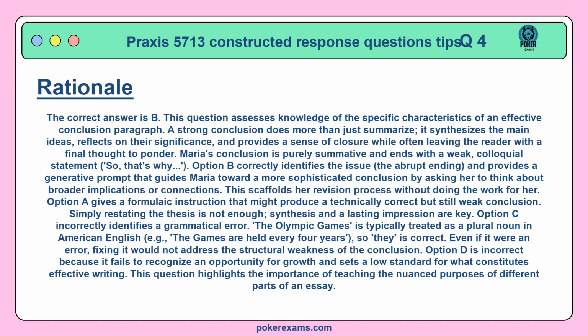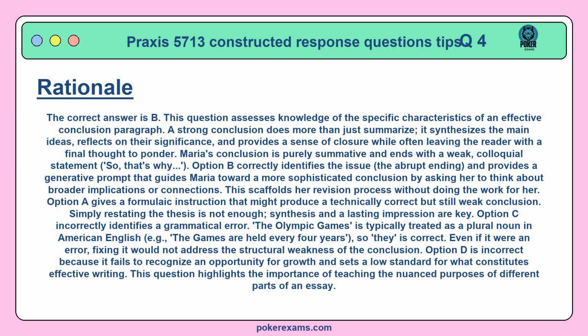Option B correctly identifies the issue, the abrupt ending, and provides a generative prompt that guides Maria toward a more sophisticated conclusion by asking her to think about broader implications or connections. This scaffolds her revision process without doing the work for her. Option A gives a formulaic instruction that might produce a technically correct but still weak conclusion. Simply restating the thesis is not enough. Synthesis and a lasting impression are key.